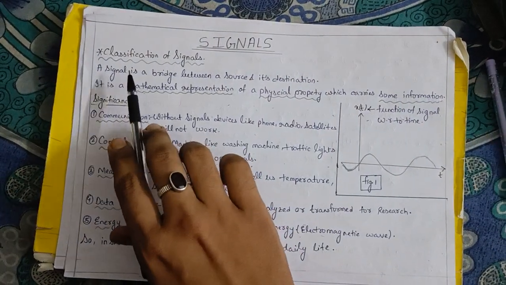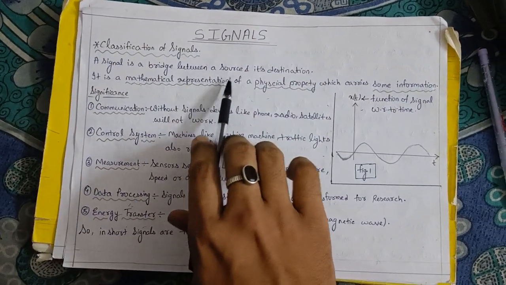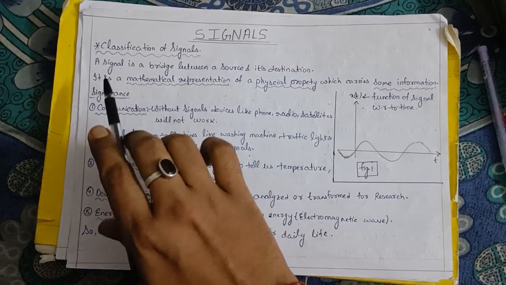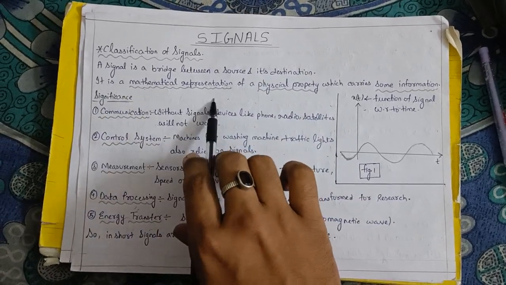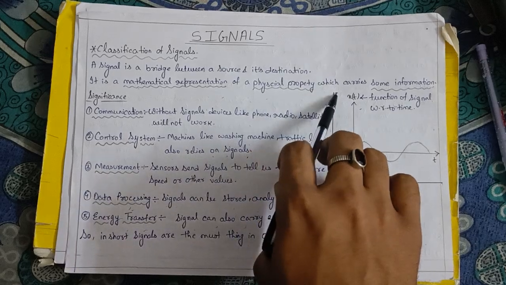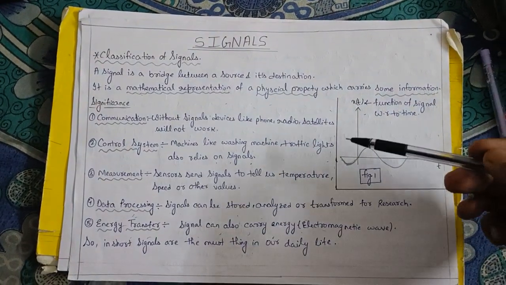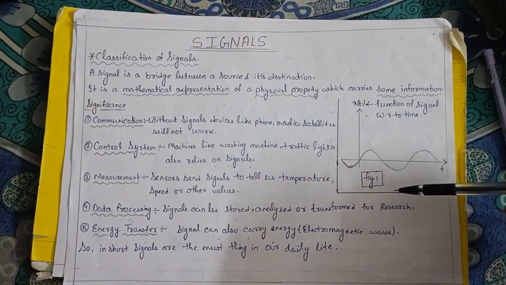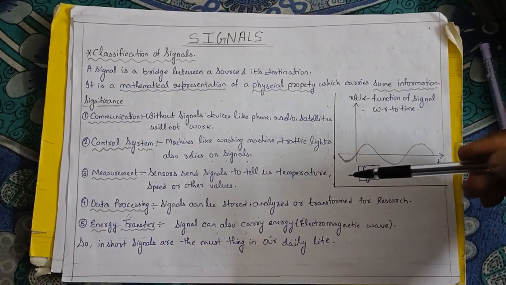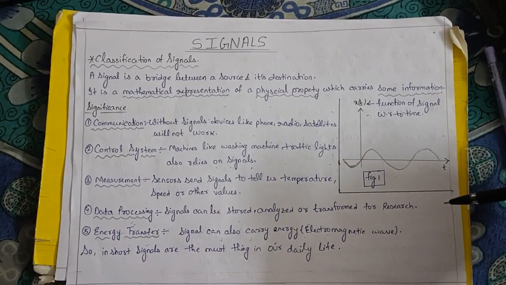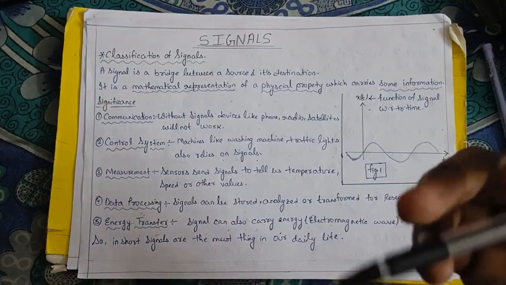A signal is a bridge between a source and its destination. It is a mathematical representation of a physical property which carries some information. Here is the graph of a signal, and you can see it is a sinusoidal graph. Now, the significance of signals.